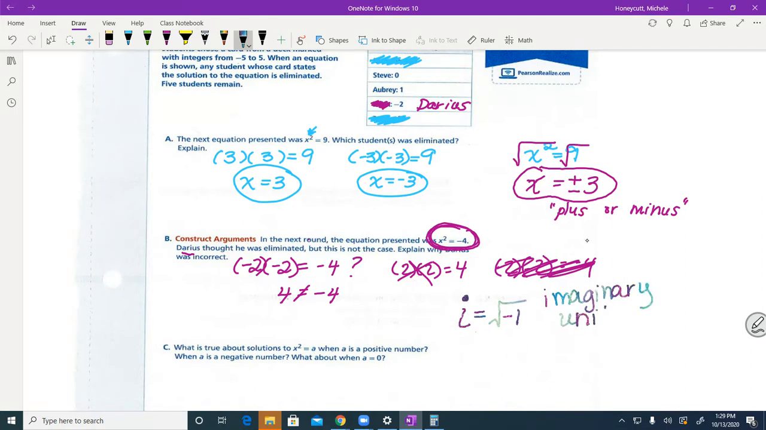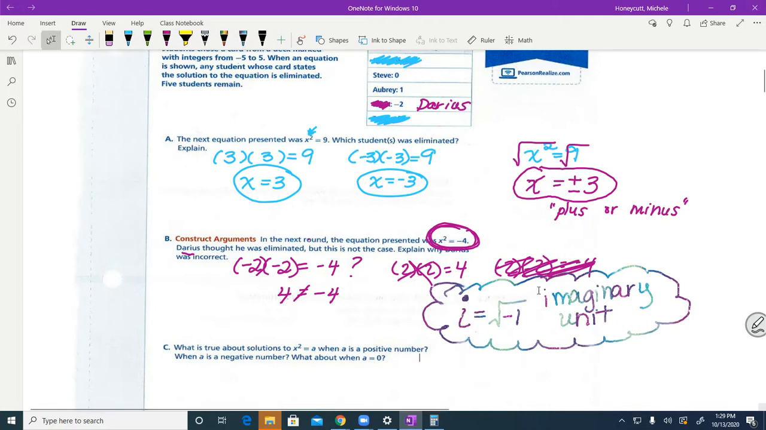And I am using my magical unicorn pen to write about the imaginary unit. And if you are looking at your computer screen being like, what? Now they're just making up imaginary numbers? Yes, they are. But that's okay. We're going to work with it.